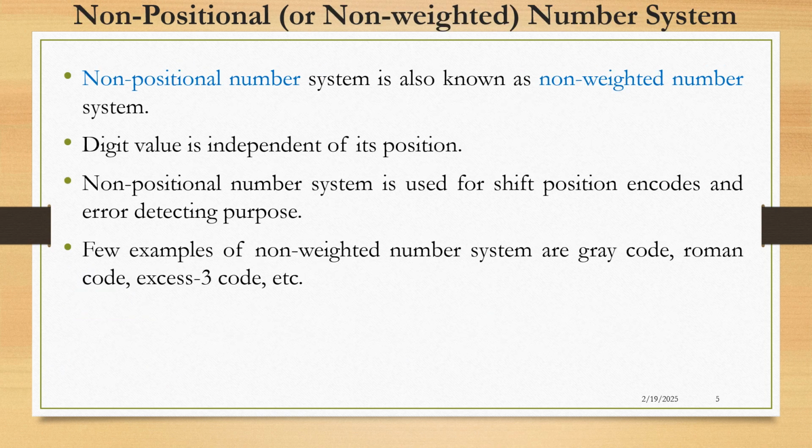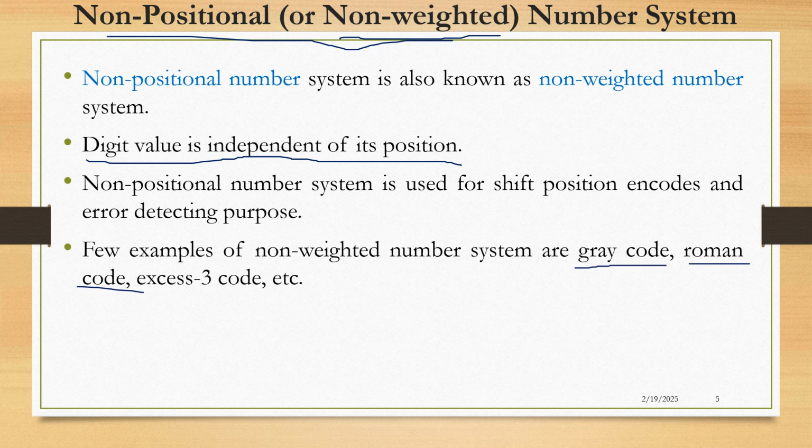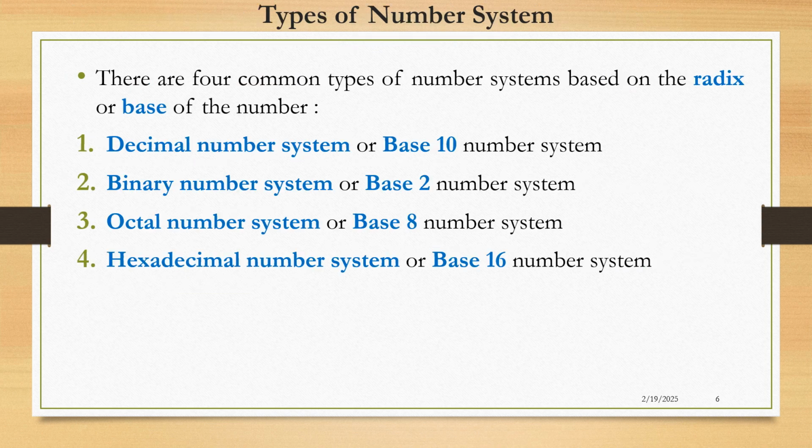Now, non-positional means a non-weighted number system. In a non-weighted number system, the value of a digit is independent of its position. Examples of this number system are the gray code system, Roman code system, Excess-3 code, etc. These are the non-positional or non-weighted number systems.